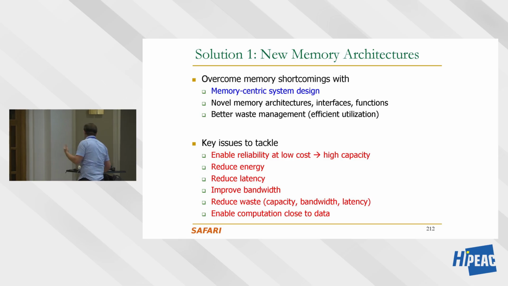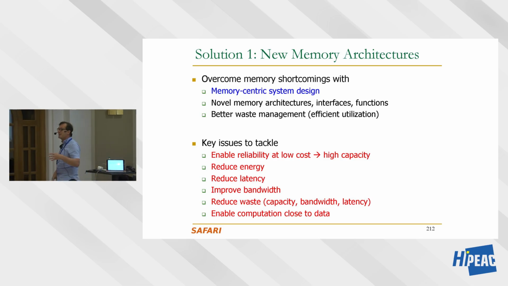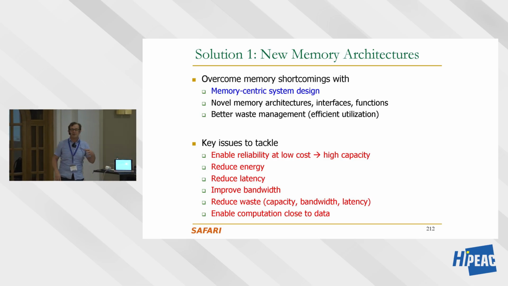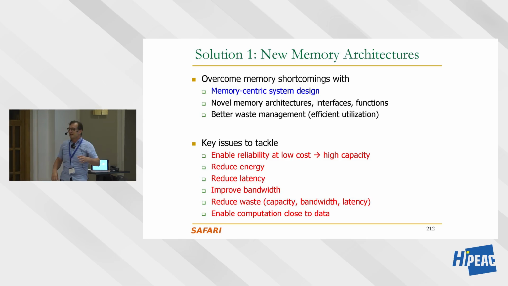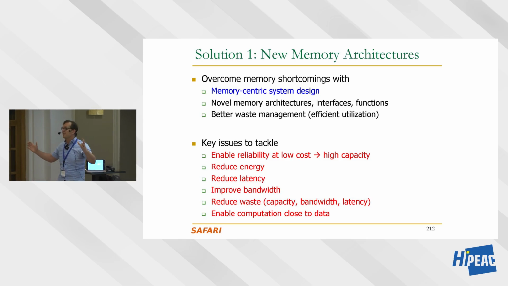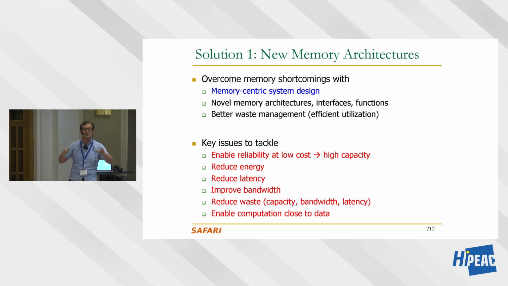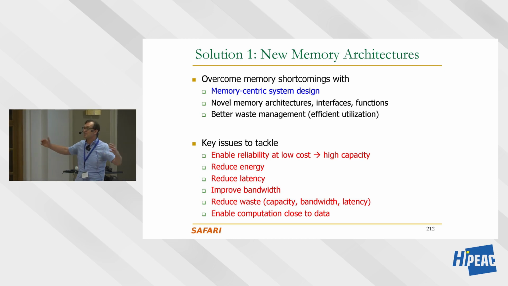Okay, so for this, I think we need to look at novel memory architectures, interfaces, and functions, and also we need to examine the waste we have in memory. And memory has a lot of waste, actually. So there have been a lot of works that show that, let's say 30, 40, 50% of your memory is storing zeros. Does it really make sense to store zeros? Per Stenstrom had a paper, for example, at ISCA in 2005 that showed 30% of main memory in general purpose application is all zeros. So it can actually compress memory much better.